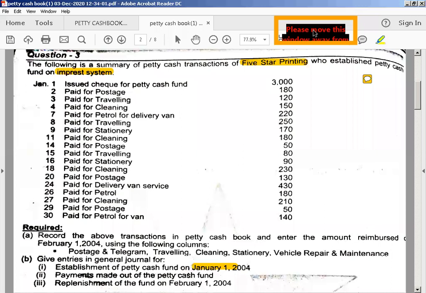But here in this question, I will go through the required. First, record the above transactions in the petty cash book and enter the amount reimbursed.